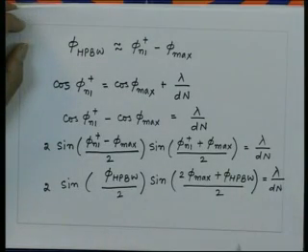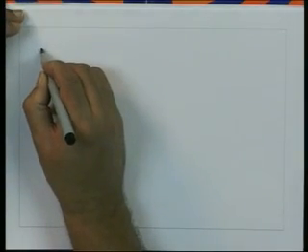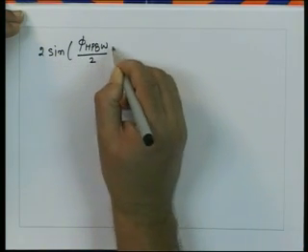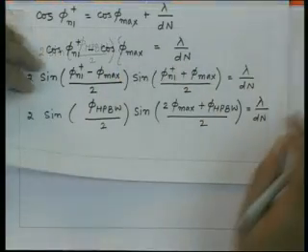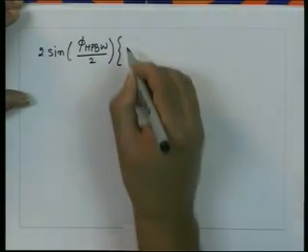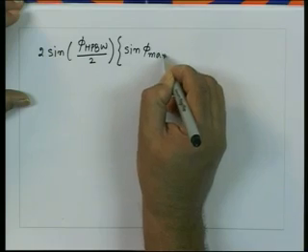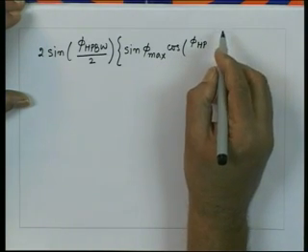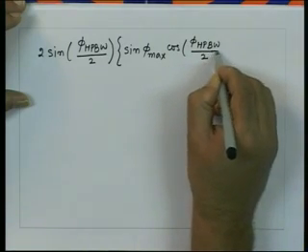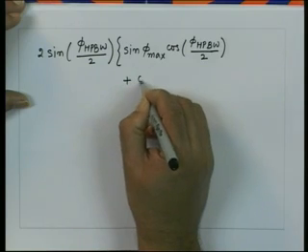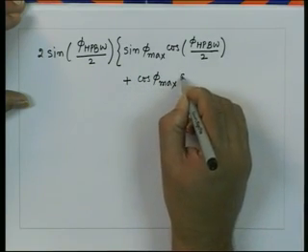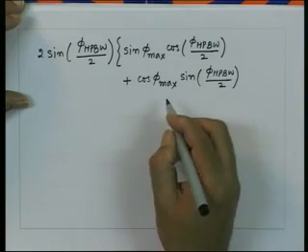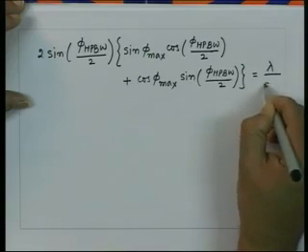I can expand this to get 2 times sine of half power beam width upon 2, times the expansion of this, which is sine of phi max cos of phi half power beam width upon 2, plus cos of phi max into sine of phi half power beam width upon 2, that is equal to lambda upon dn.